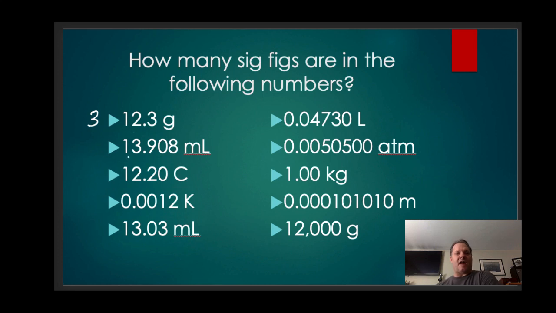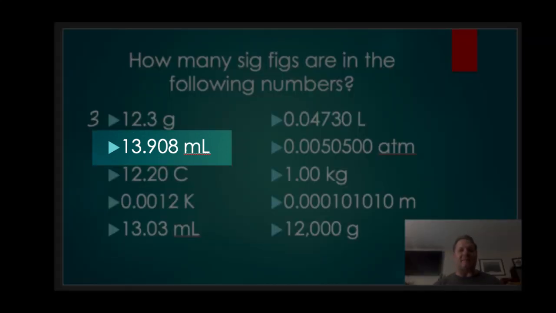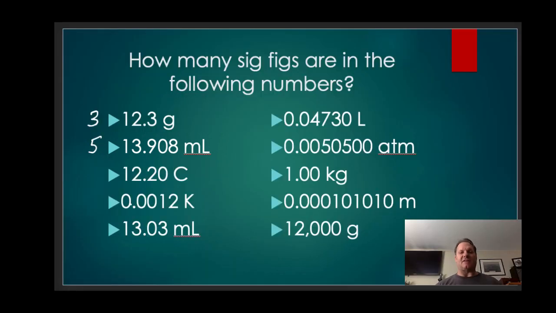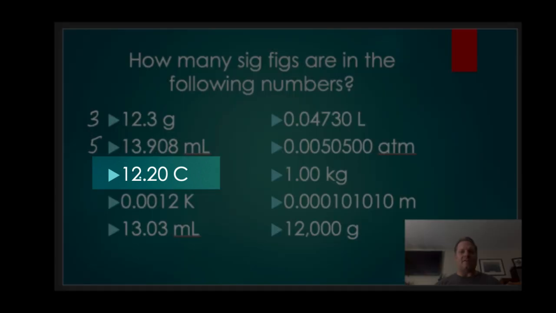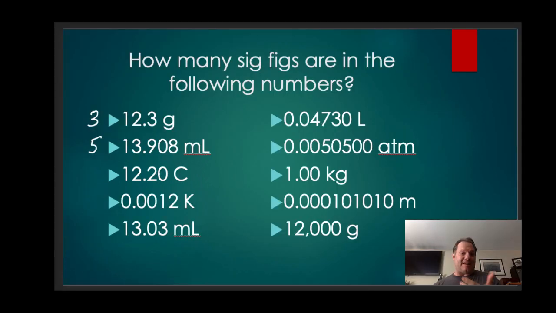They're all significant. All right, how about 13.908 milliliters? All non-zero numbers are significant. Zeros between non-zeros are significant. So this represents 5 significant figures. 12.20 Celsius. So we learned that the zero actually does matter. 12.2 and 12.20 mean different things. Zeros to the right of the last non-zero number, meaning this guy, are always significant. 12.2, 12.20, hey, that 0 is significant. This is actually 4 sig figs.